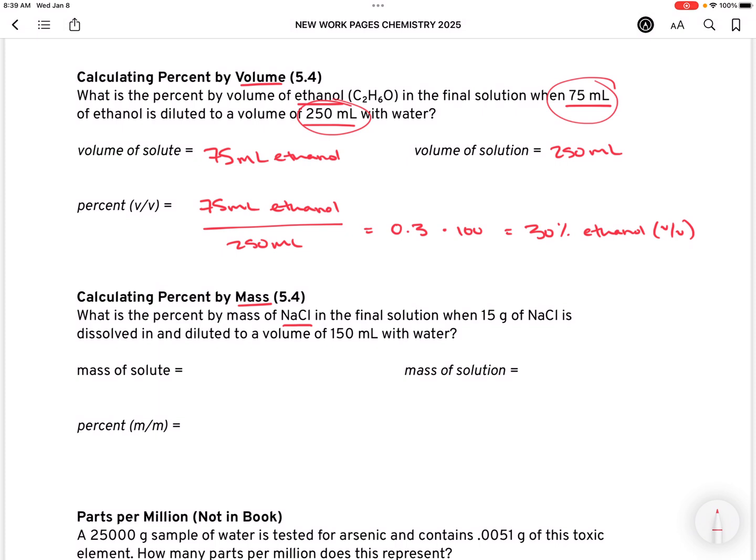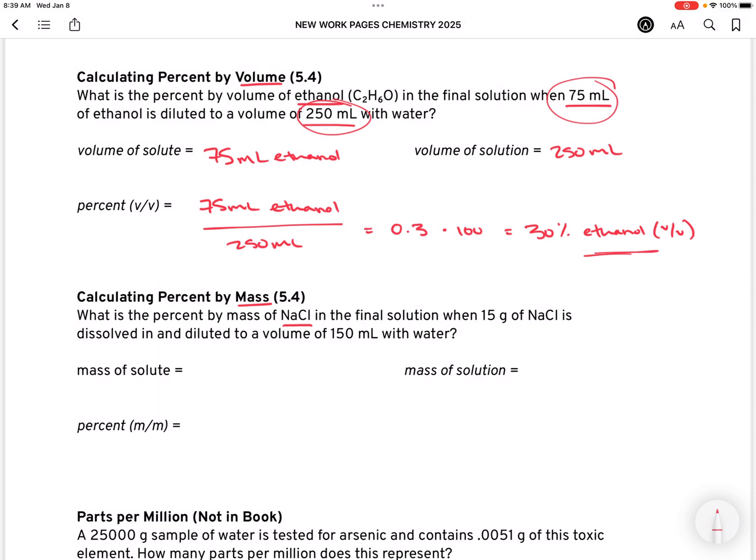Now, ethanol is found in alcoholic beverages. This is what actually makes it alcoholic. A 30% alcoholic beverage is really strong. So just giving you some perception here, most drinks are like 5%. So this is something that's very strong in comparison.